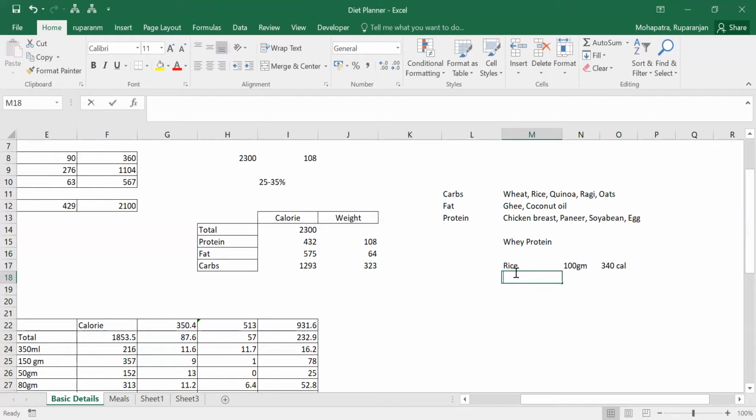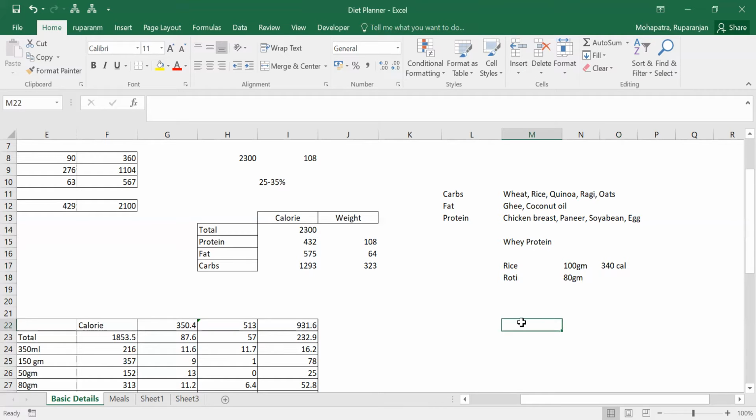Okay, from rice, let's say roti, that is made up of wheat. Then let's say we are taking 80 gram. So accordingly we'll calculate the calories. So accordingly we'll calculate all the carbs required, then protein required and fat required.